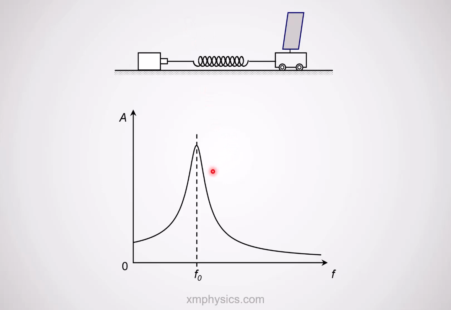That's why if you were asked to sketch the new resonance graph, you have to draw a graph where every point is lower than before. Except here, where the driving frequency is close to zero.